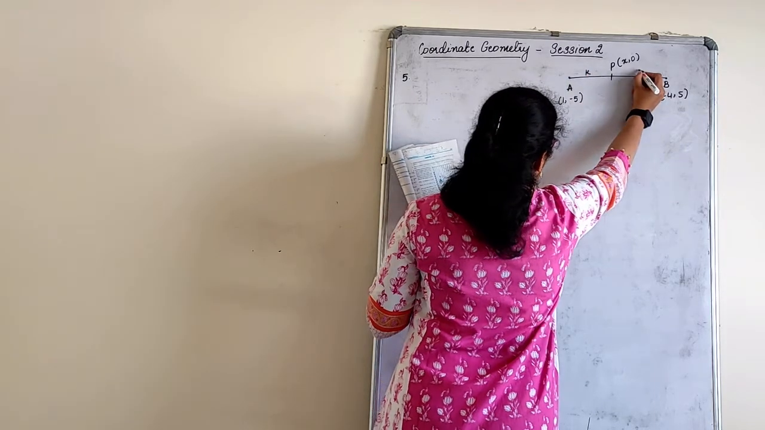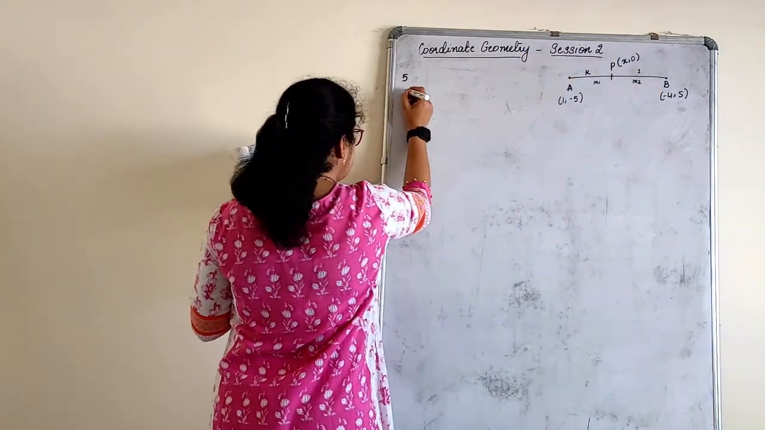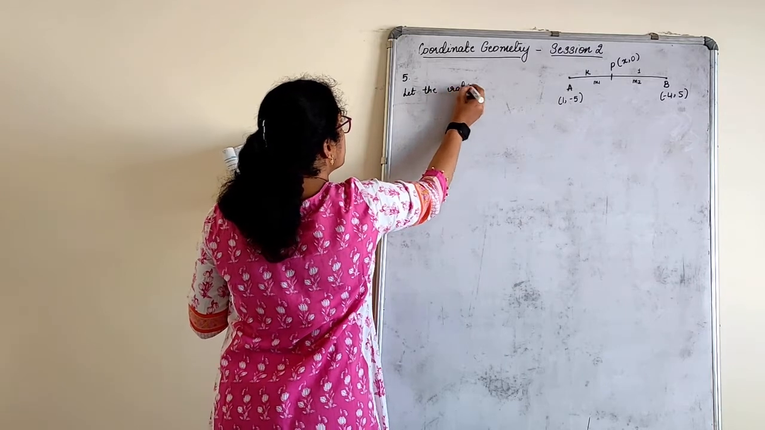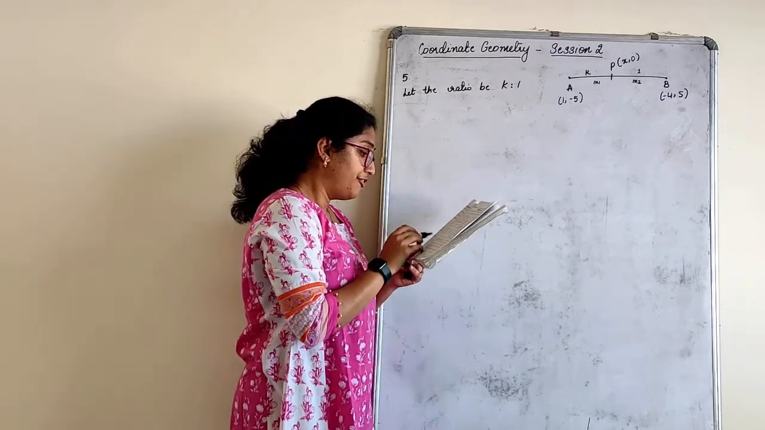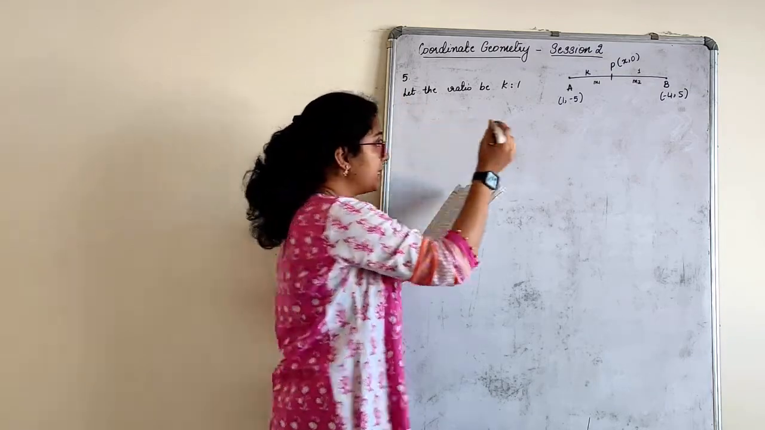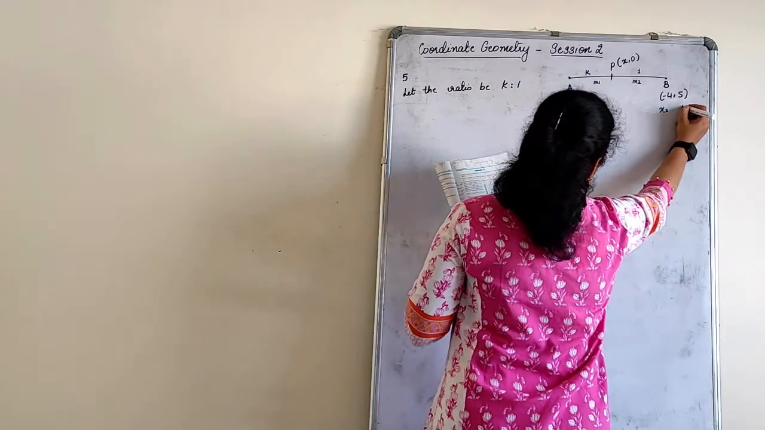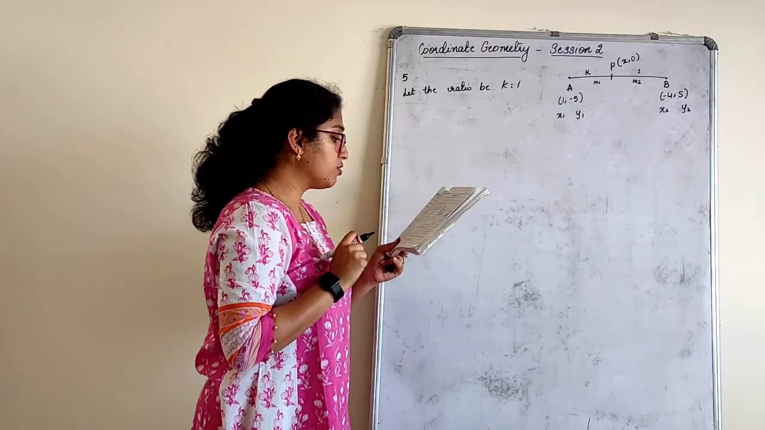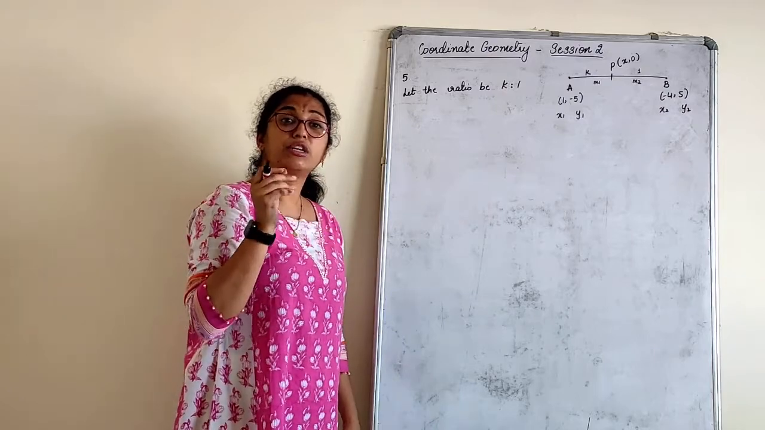So k is to 1. So this is my m1, this is my m2. First of all, let me write: let the ratio be k is to 1. We have to find the ratio for which the line segment AB, with A as x1, y1 and B as x2, y2, is divided by the x-axis. Also find the coordinates of the point of division. I need to find the coordinates, and I need to find what k is also.